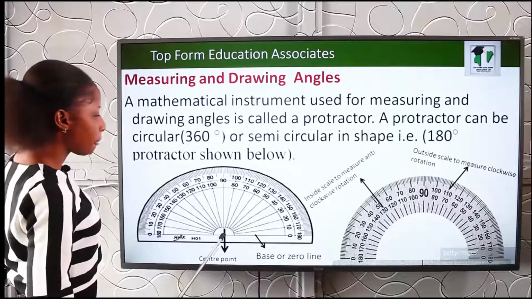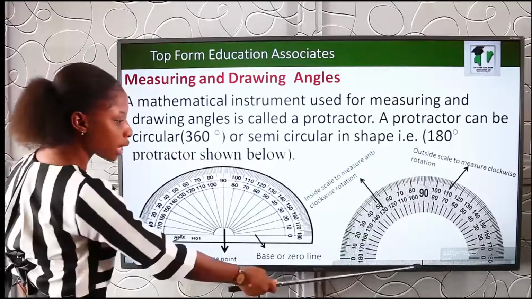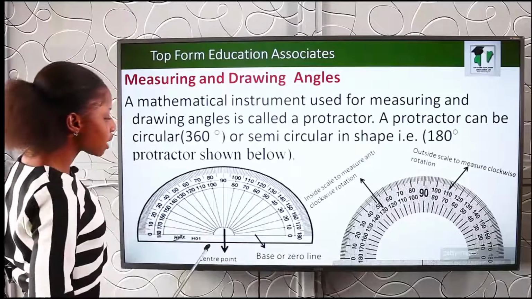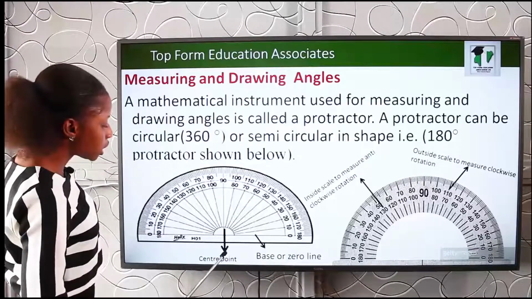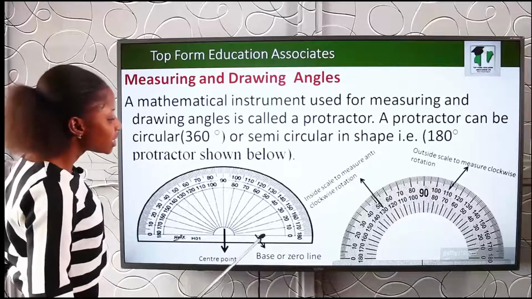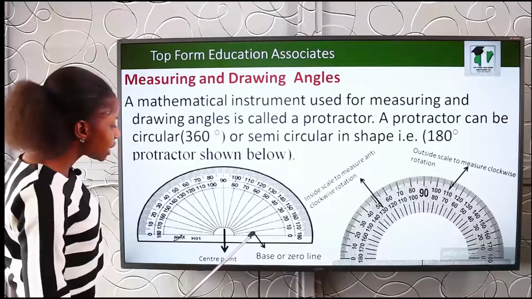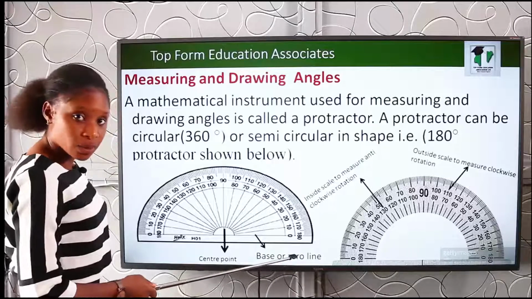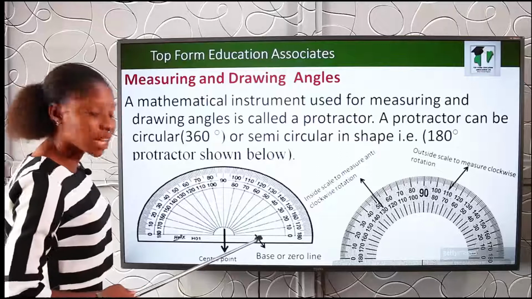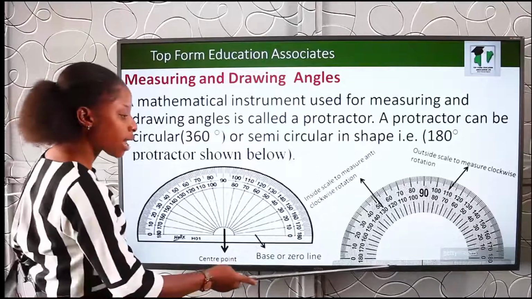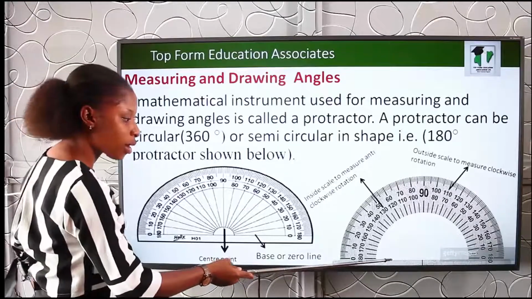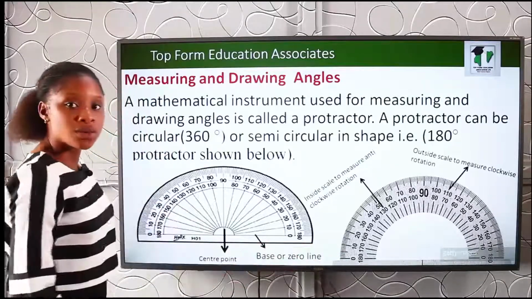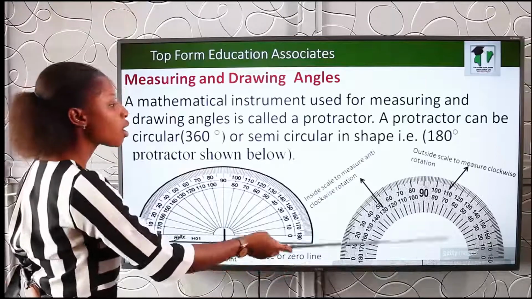This point here is called the center point. We also have it here. This is the center point of this protractor. It is called a center point. Now, this line we have here is called the baseline or the zero line. Are we following? This is the baseline, or we can also call it the zero line. Here, where is our baseline? This is our baseline or zero line, and this is our center point.